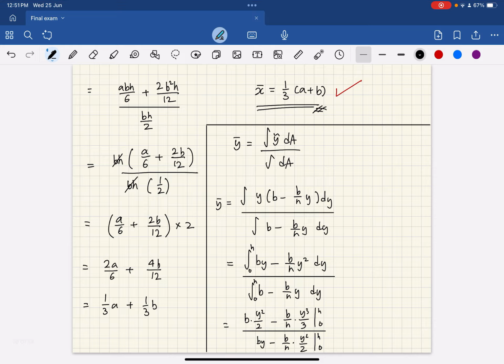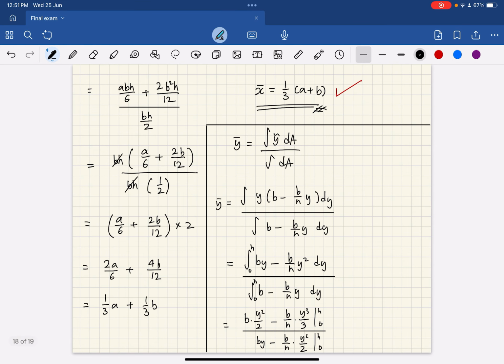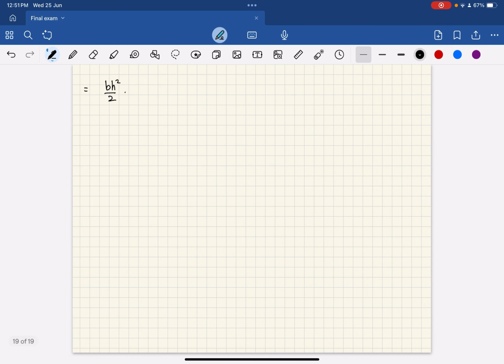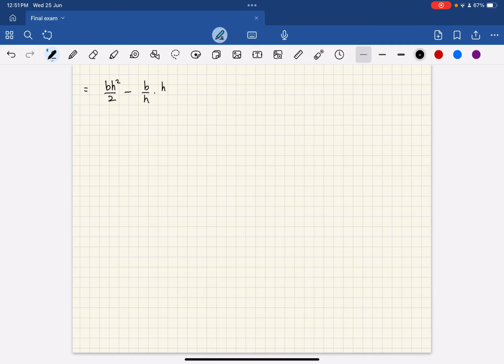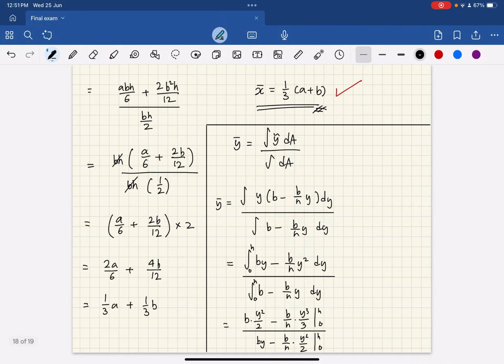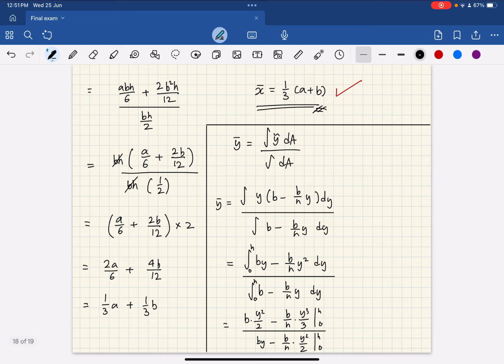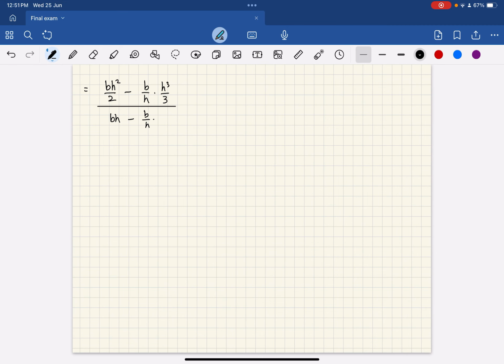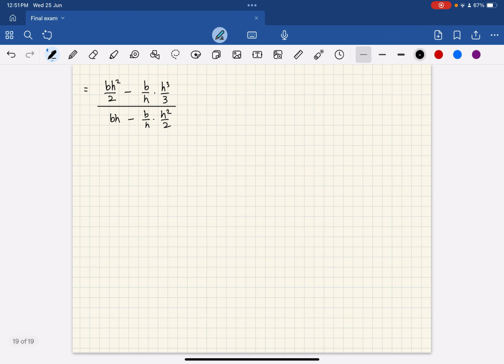So we would have here b h squared over 2. Let me just double check, yeah. All right. Minus b over h times h cubed over 3, over b h minus b over h times h squared over 2. Okay, and if you substitute 0, of course you'll get 0, so there's no need to worry about that.